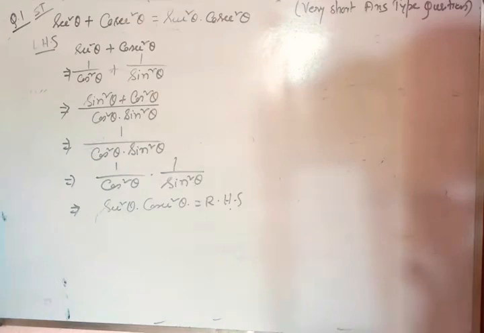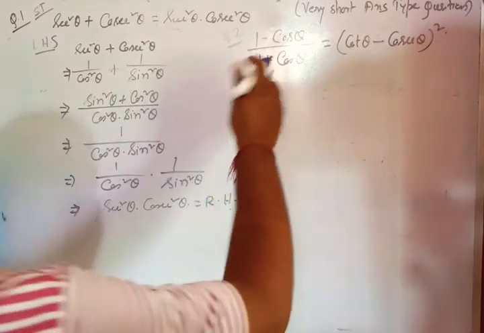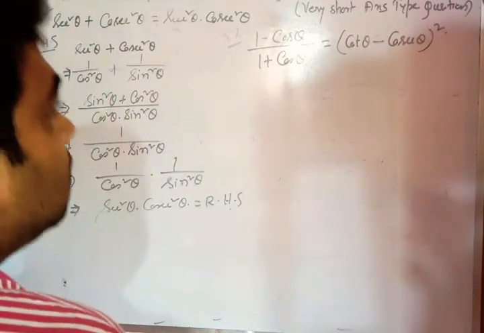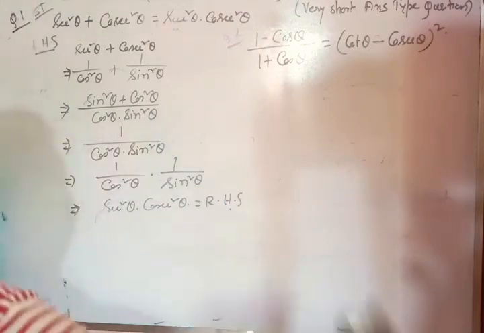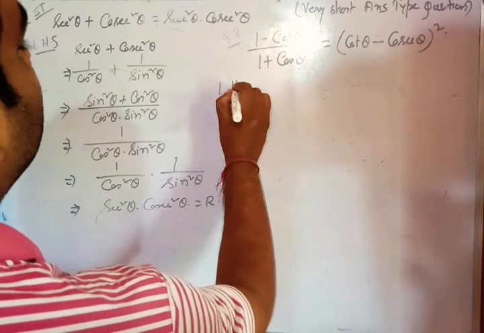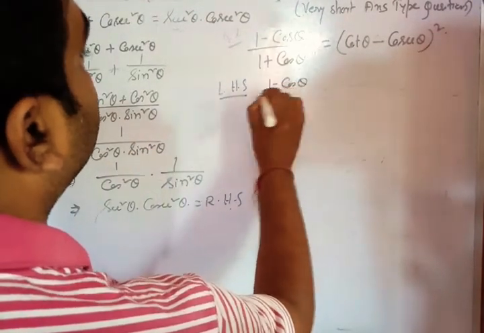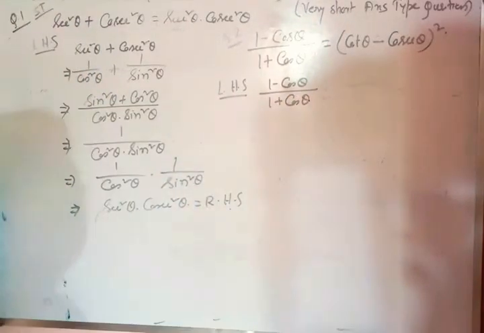Okay, let us take another question. Next, I have taken one more question, and the question is given here: 1 minus cos theta by 1 plus cos theta is equal to cot theta minus cosec theta whole square. That we have to show. So here we have to take LHS. LHS means 1 minus cos theta by 1 plus cos theta.